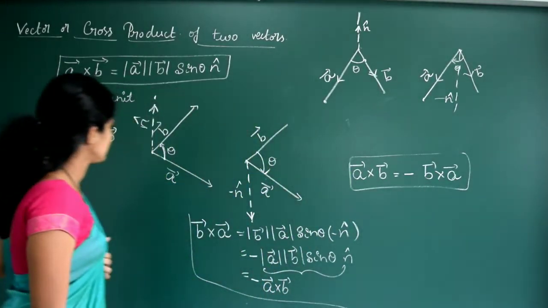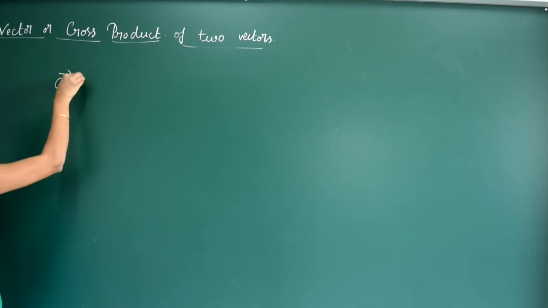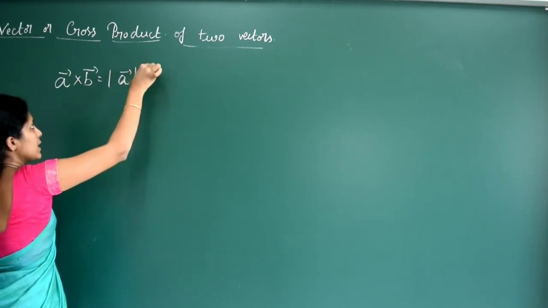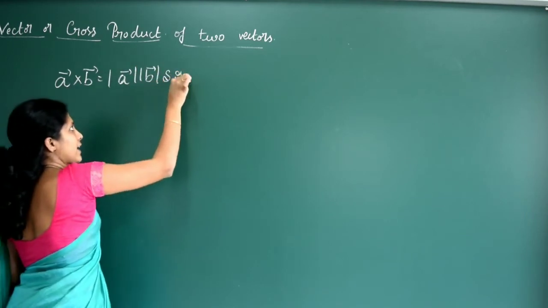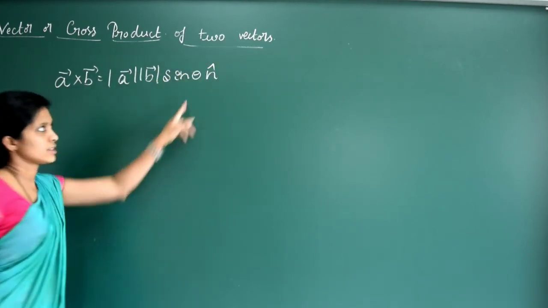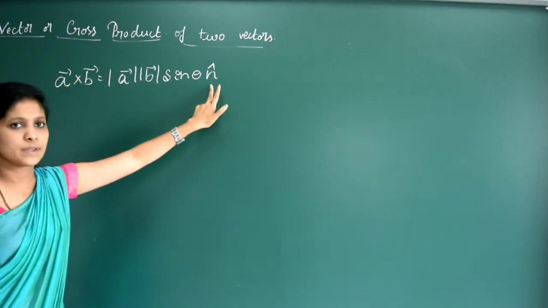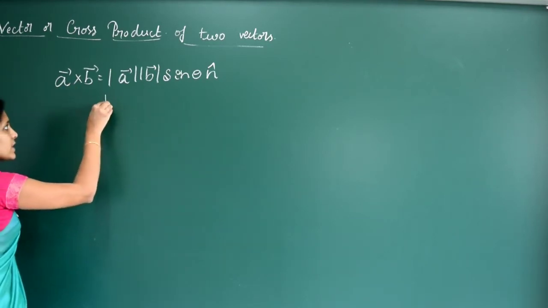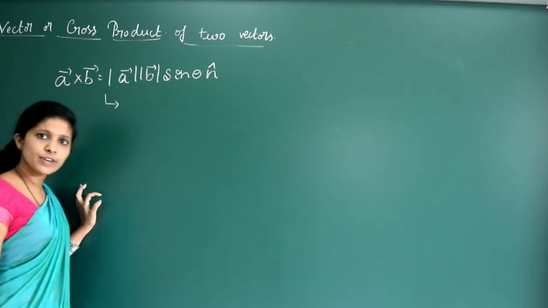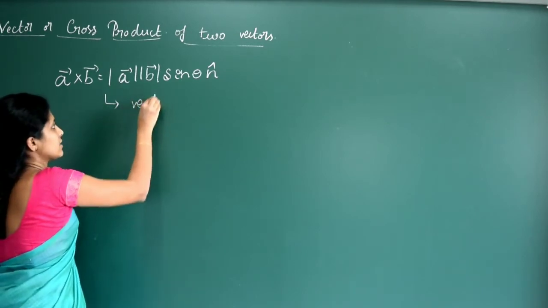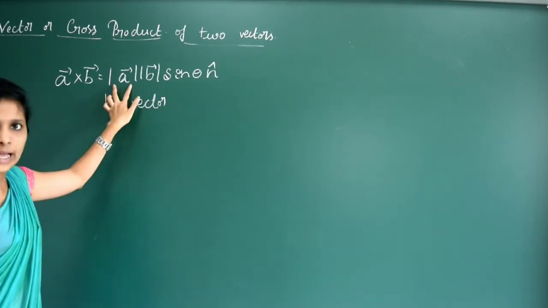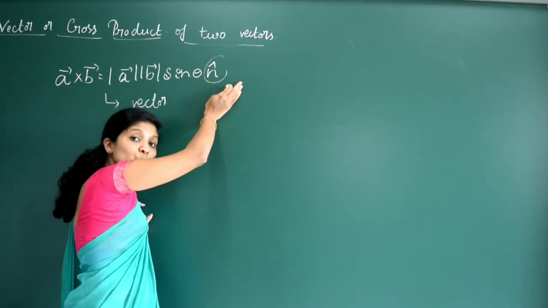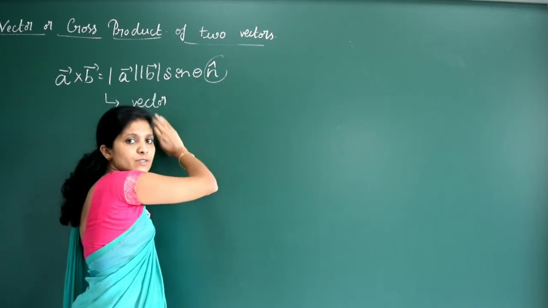Okay? As I told you, A vector cross B vector is equal to magnitude of A vector, magnitude of B vector, sin theta n cap, right? Where theta is the angle between these two vectors, n cap is the unit vector perpendicular to both the vectors. Now here you can see, cross product of any two vectors will be a vector. Is it clear? This is a value, this is a value, and this is a unit vector. So a value is multiplied with a unit vector, so the cross product of any two vectors will be a vector.